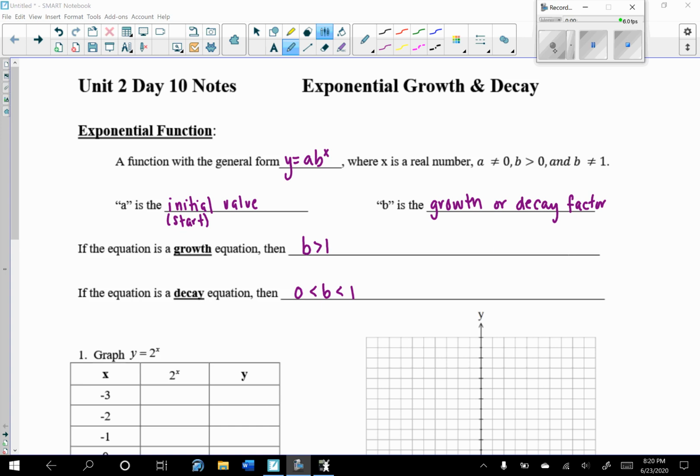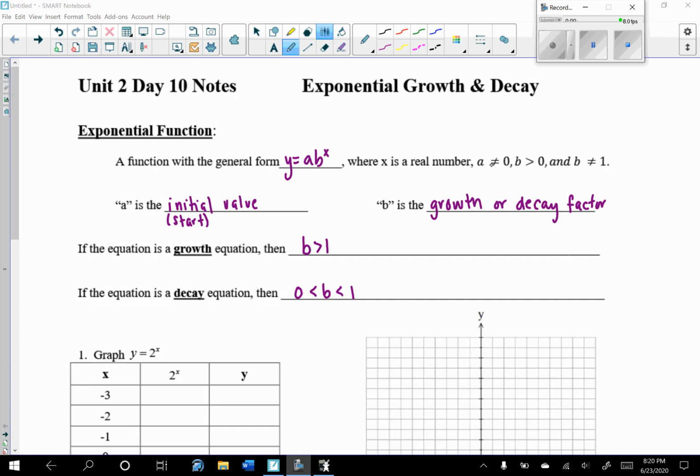So today we're going to talk about exponential growth and decay, which we've done before in Math 1, so we're just looking at it again to refresh our memories. A function with the general form y equals ab to the x, where x is a real number, a is not equal to 0, b is greater than 0, and b is not equal to 1. Remember that a is your initial value and b is the growth or decay factor.